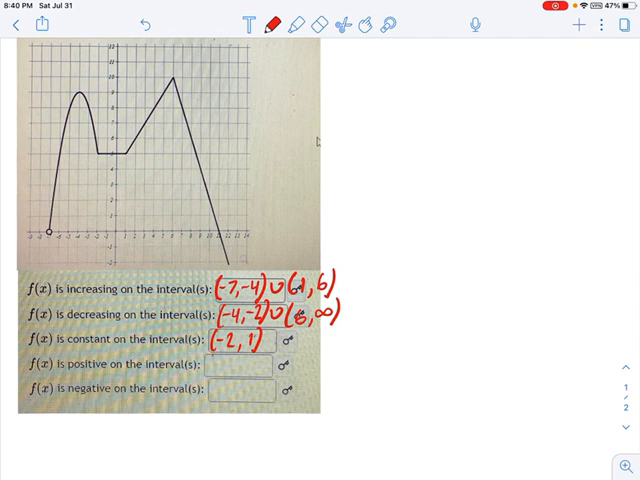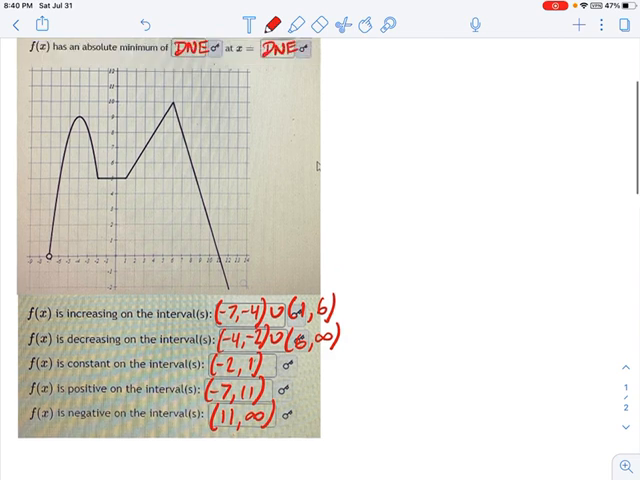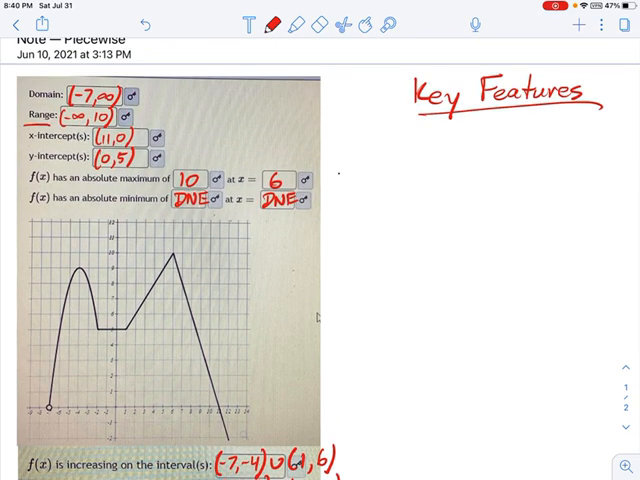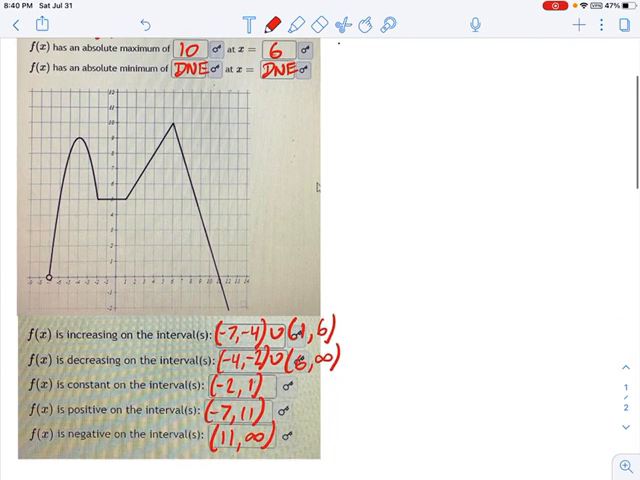Positive is pretty much everything, which I'm going to say is -7 all the way through 11. And negative, I guess you could say, is even more of everything, because that goes to infinity. Just remember, when you're doing positive and negative, although you are looking at y values, you still have to put x locations, because we are in interval notation. Okay? You always use x locations in interval notation. The only exception to that rule is this guy, range, because you literally are asked for what the y values are. In every other case, you use x values.